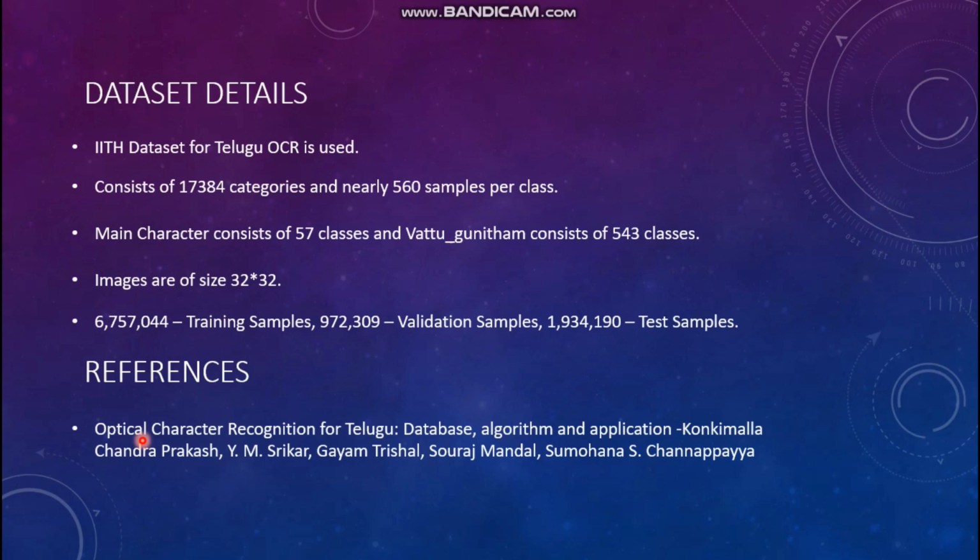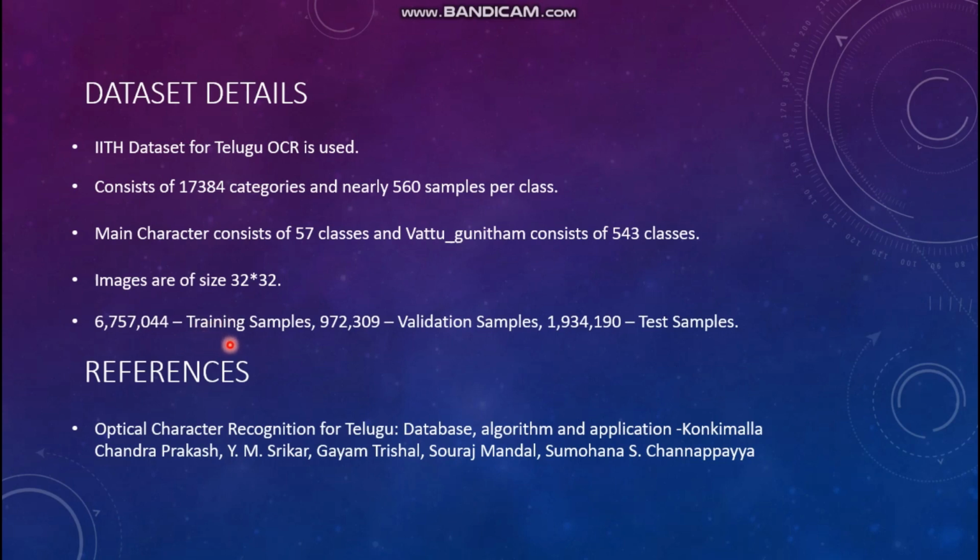So some details about the dataset. The dataset that we've used is from IIT Hyderabad, which they have used for the Telugu OCR project. It consists of 17,384 categories and 560 samples per class. In the main character there are 57 classes, and in the Vattugununtham character there are 543 classes according to the Telugu grammar. The input images are of size 32 x 32.